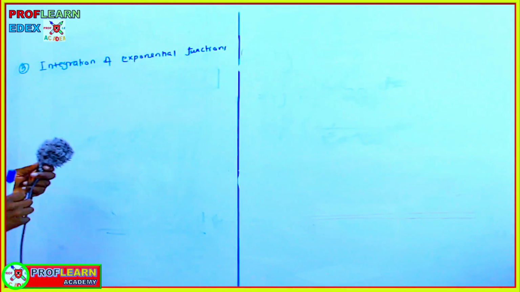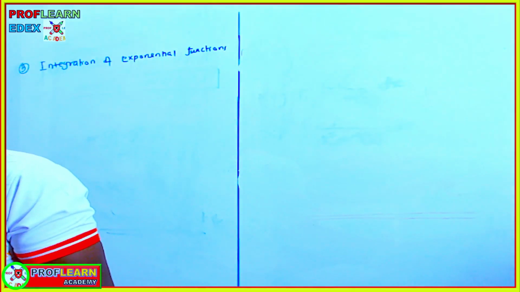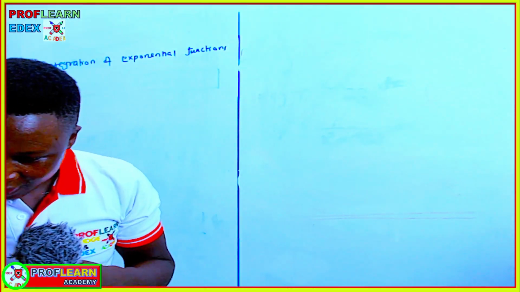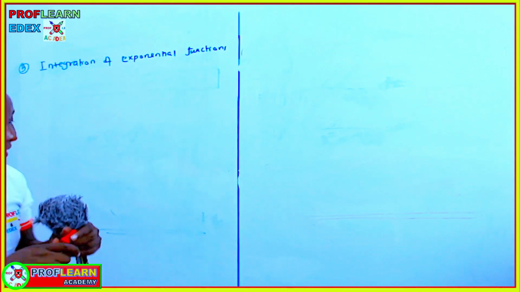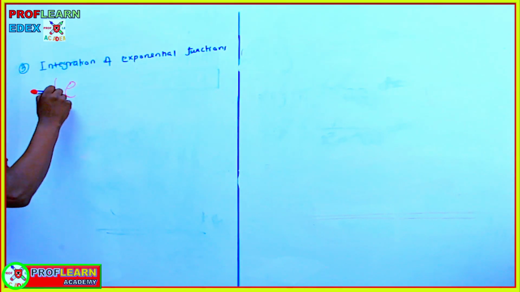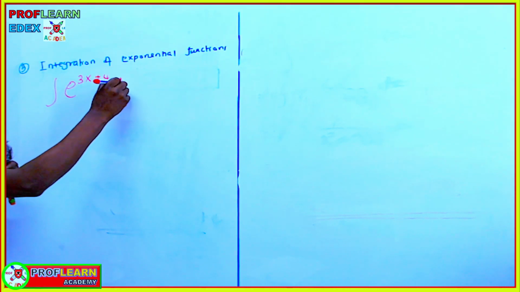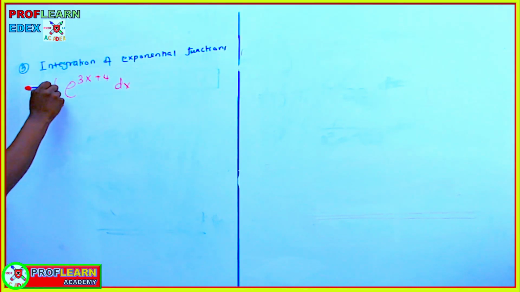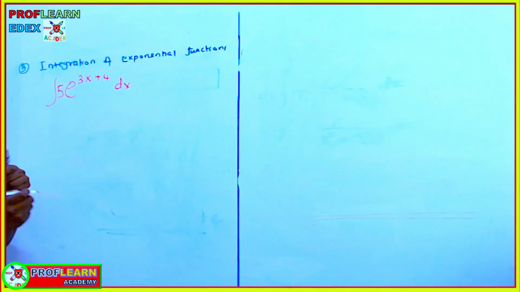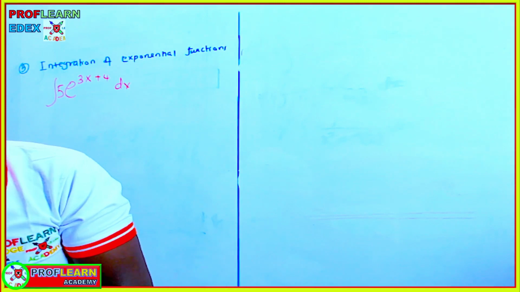Now, integration of exponential functions. Suppose you are given a question like this. How are you supposed to integrate that kind of equation? You are told integrate e to the 3x plus 4 dx, and then you have your 5 at this. What are you supposed to do in order to integrate this?